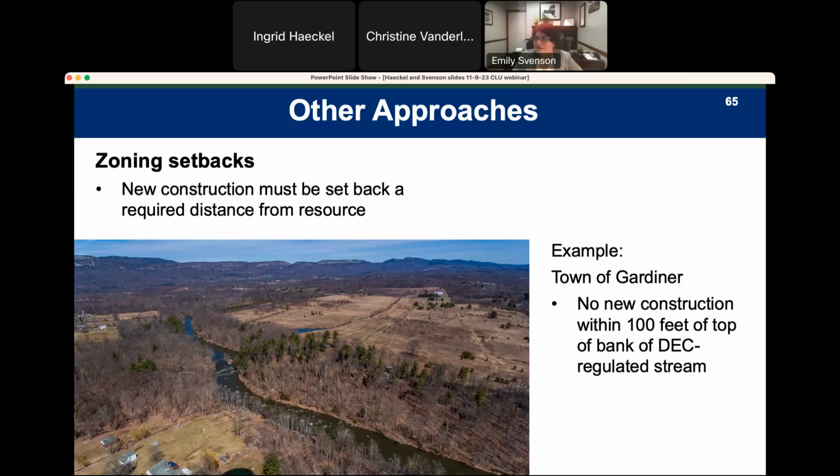That's adding something. And this is a photo of an area where there was development proposed along the Shawangunk Kill, and the state regulated area only went a little ways up the slope, but the town's regulation added an extra 100-foot setback, keeping the development back further from the river.